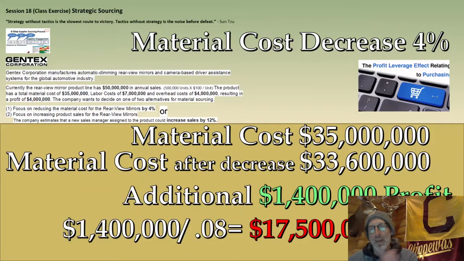The way to calculate that is, first of all, you have to know what the profit margin as a percentage is. In this exercise, the profit margin as a percentage is 8%. So once you have the profit margin percentage, you divide the profit increase, $1.4 million, by the 8%, or 0.08. In this case, Gentex would have to sell an additional $17.5 million in sales to equal the $1.4 million in profit. So the $17.5 million in sales times 8% is equal to the $1.4 million in profit. Okay, so that's the profit leverage effect.